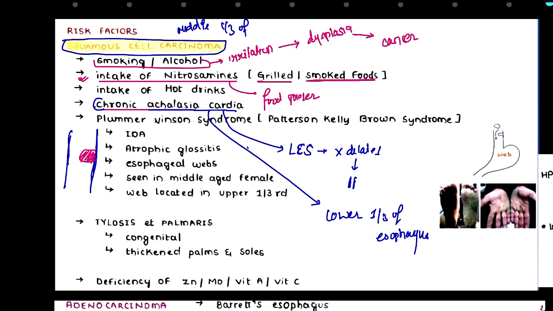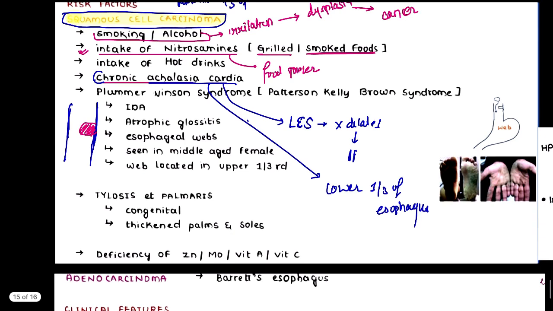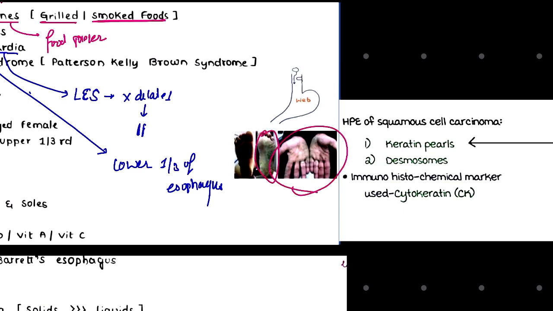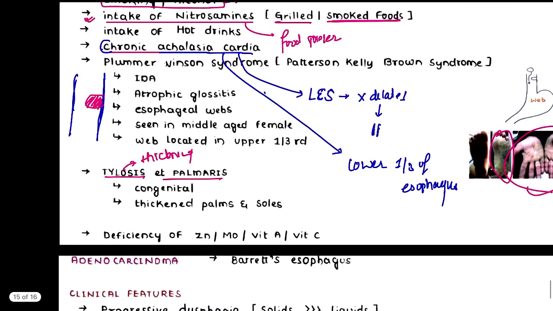Now another important thing I would like to mention here is tylosis palmaris. What is this? Tylosis means thickening, thickening at the palmar region. The palmar region is our foot sole and the palm of our hand. Here there will be congenital thickening, congenital hyperkeratosis.